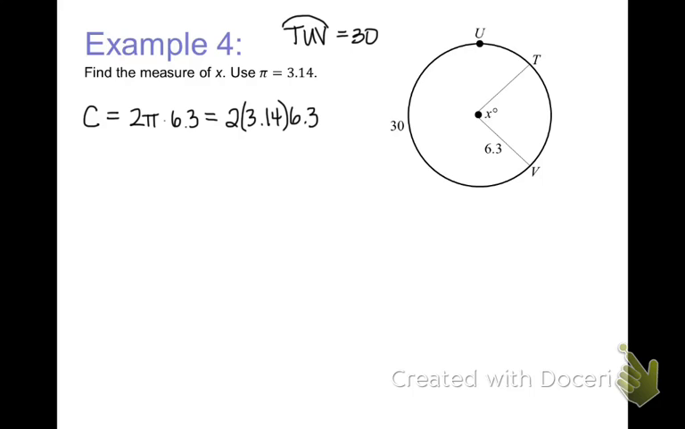Okay? 6.3. If you look at the radius on the diagram, did I say 3.14? That's all right, sorry, I wrote it correctly. All right, so this gives you 39.564.